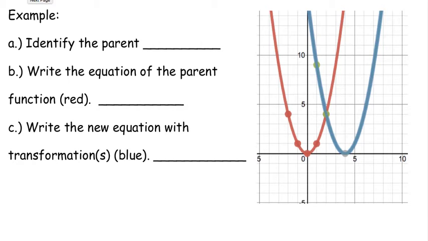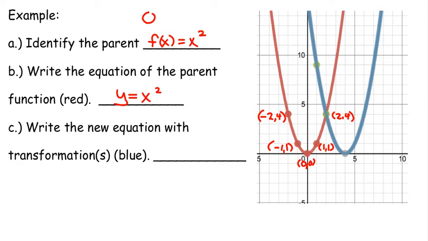So here's our first example. Our parent function is in the red. So we have some points: 0, 0, and then 1, 1, 2, 4, negative 1, 1, negative 2, 4. So you should be able to recognize who your parent here in the red is. Your parent function is your quadratic. So that's your f of x equals x squared. It's a quadratic function. So we want you to identify who your parent is and write that equation. So y equals x squared. It's a quadratic is the name for it.